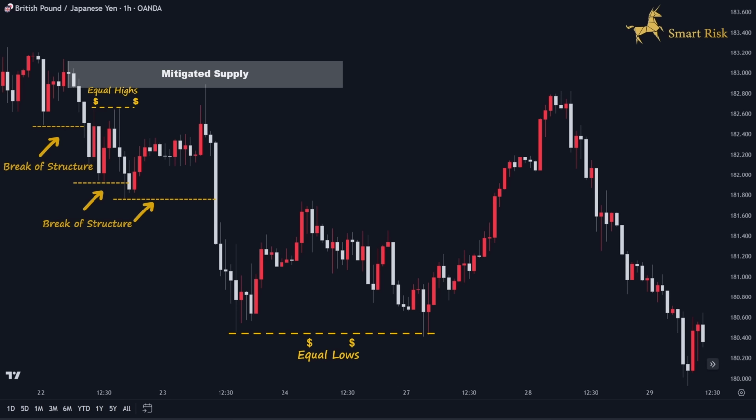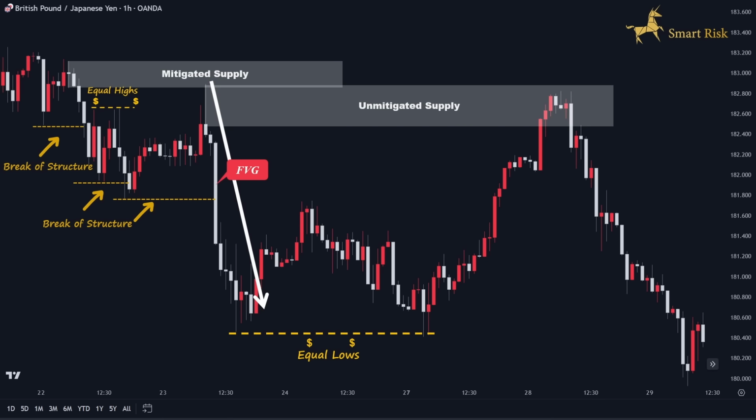Here, we have the 1-hour pound-yen chart displayed on the screen. As you can see, the price's general direction is bearish, and it has formed a series of downward breaking structures. Price has cleared the liquidity above these equal highs. After mitigating this demand zone, it reversed its direction and moved downward with momentum, leaving a significant inefficiency behind. Upon closer examination, this price action corresponds to our first optimum trading scenario. A liquidity pool was created just below the unmitigated supply zone.